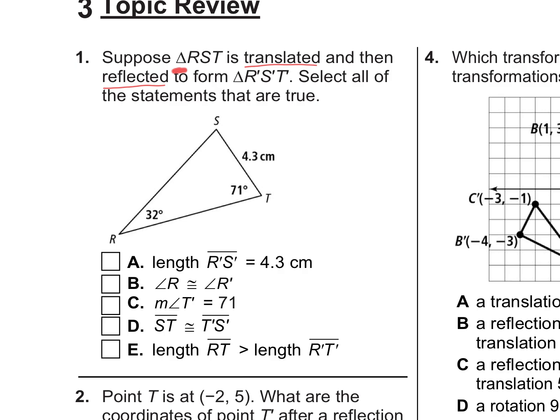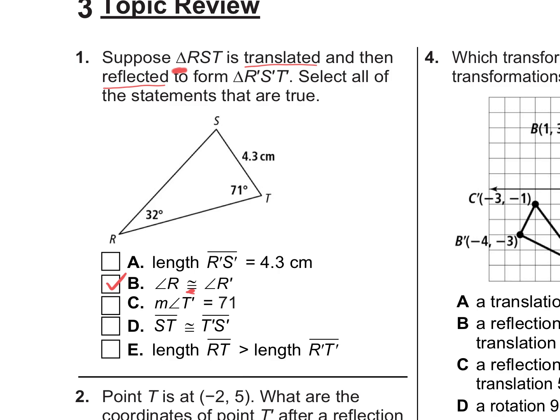So looking at this one, the length of our new RS, this means line or segment. The length of RS is 4.3. Well, what's the original length? Is it 4.3? No. So can this be true? No. What does this little symbol mean? Congruent. This symbol right here means congruent. So this is asking if angle R is congruent to angle R prime. Is that going to be true? Yes. Like I said, nothing happens to the angles. Angle R is going to be congruent to the new R.